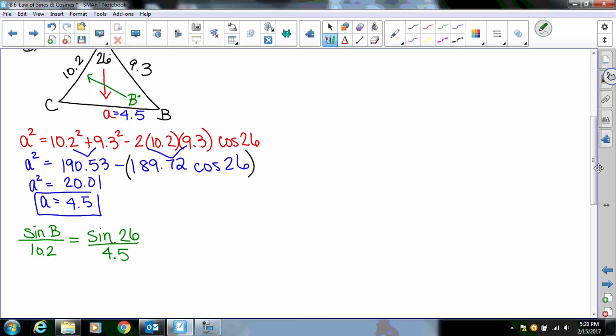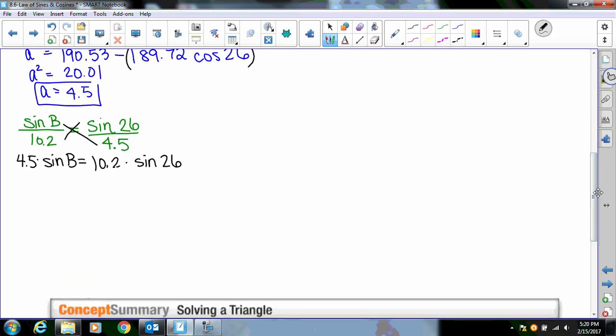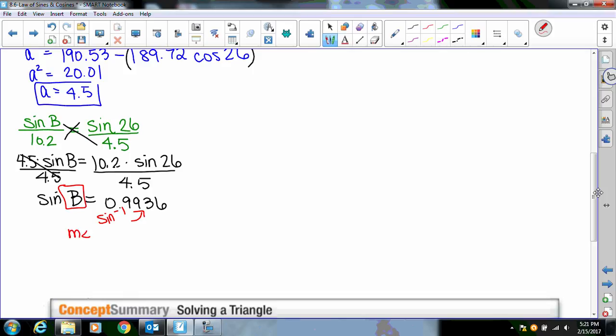And the reason I'm doing law of sines is because law of sines is a lot less writing and numbers and squaring and all of that than law of cosines. But you can do either option. And then we're going to cross multiply. So 4.5 times the sine of B is equal to 10.2 times the sine of 26. Then we're going to divide by 4.5. So the sine of B would equal this. Let's see, what is that? 0.9936. And then remember, to find the angle measure, you're going to have to do the sine inverse of that. So the measure of angle B to the nearest degree would be 84.